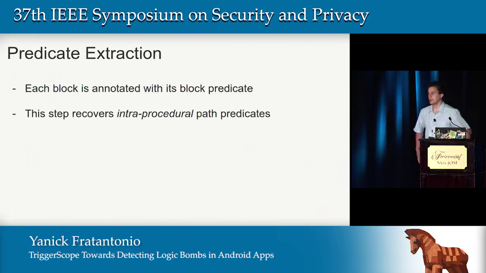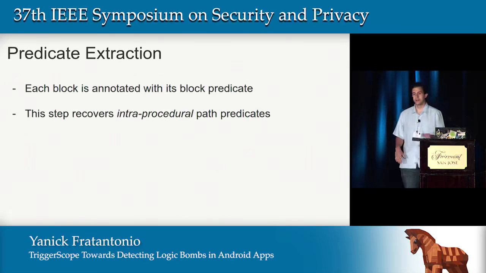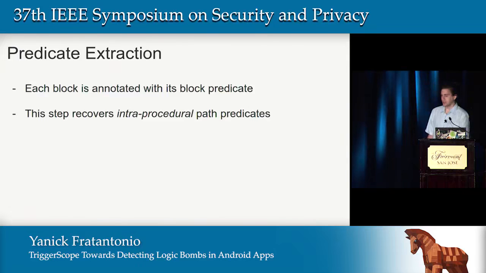Now, the second part of the analysis is what we call predicate extraction. So while we do the forward execution, we record what we call the block predicate, which is the condition for a block to be executed, assuming that the analysis reached its predecessor. What we want to find is the full predicate for a basic block to be executed, assuming the analysis reached the starting point of the method. To explain this step, it's better to use an example.